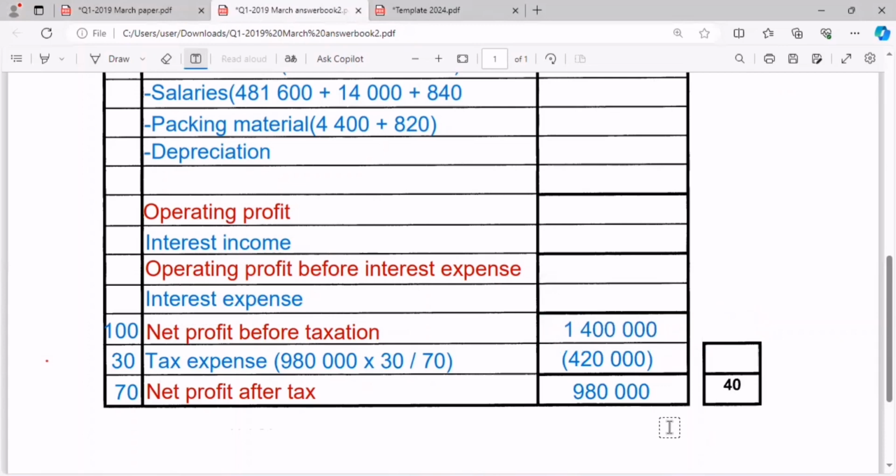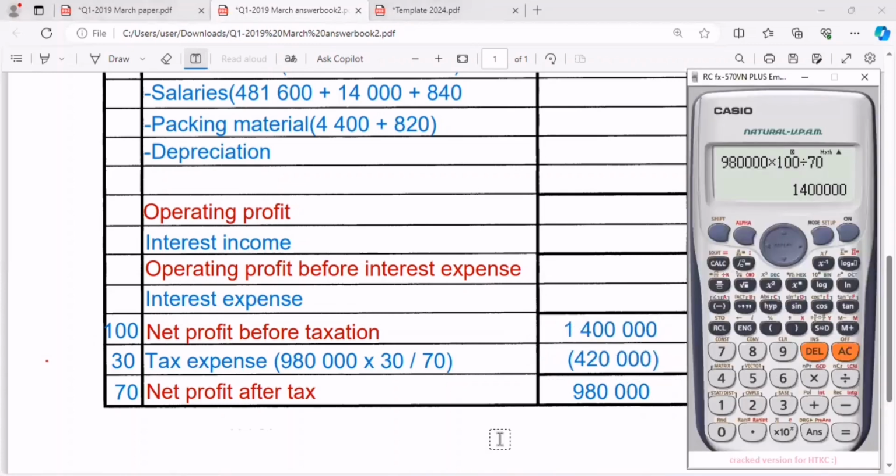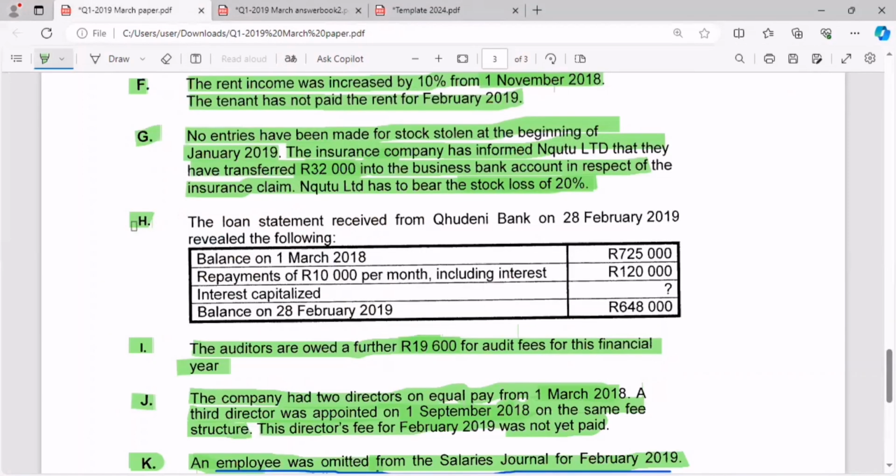So guys, there are many ways that you can apply to get this correctly. If you want, you can also use the 420 tax expense to get the net profit before tax. So net profit before tax is represented by 100, and we are using the tax expense, which is represented by 30. Still, you will get 1.4. Or you can work backward. So you take 980, you add 420. Still, you get 1.4 million at the beginning.